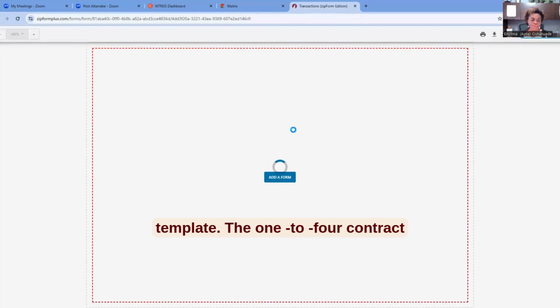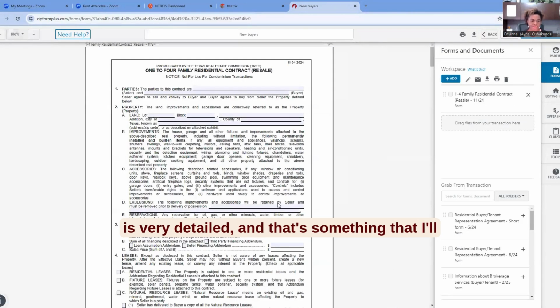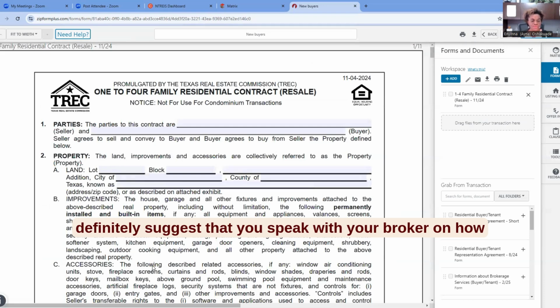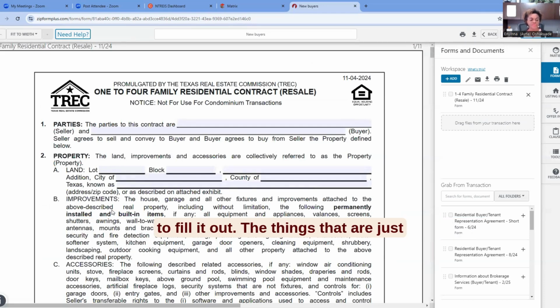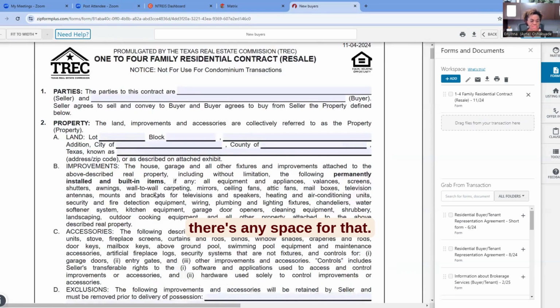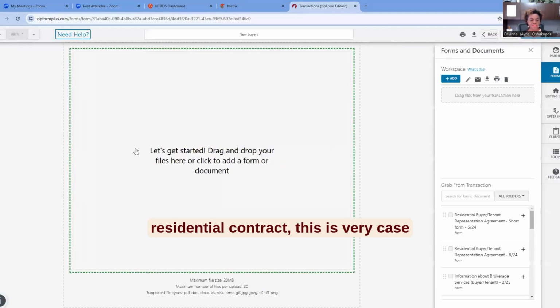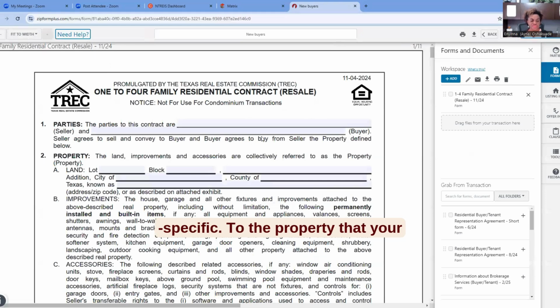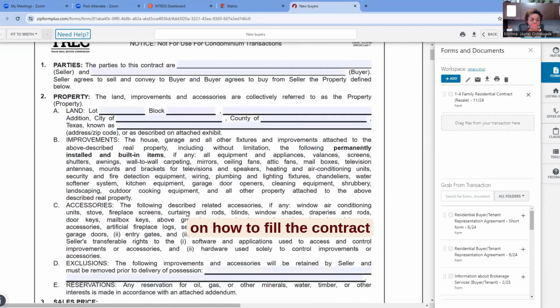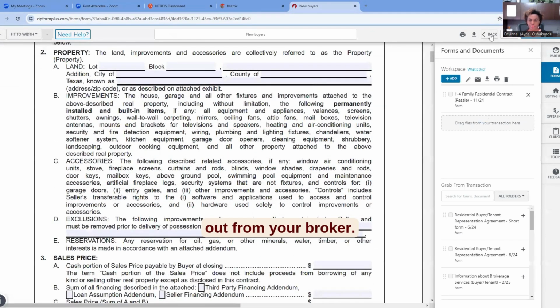The 1 to 4 contract is very detailed, and that's something that I'll definitely suggest that you speak with your broker on how to fill it out. The things that are just standard would be, you know, your brokerage information, if there's any space for that. So this form, the 1 to 4 family residential contract, is very case specific to the property that your buyer is placing an offer on. So I would definitely recommend having training on how to fill the contract out from your broker.